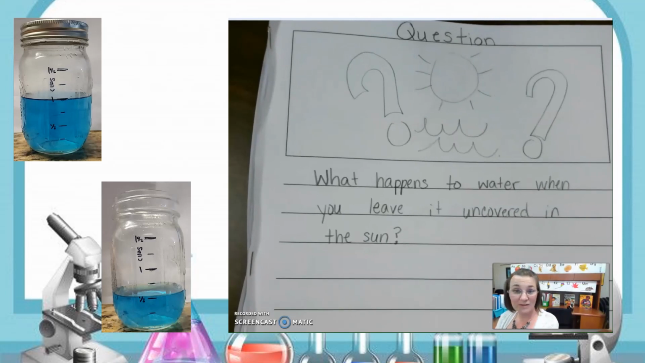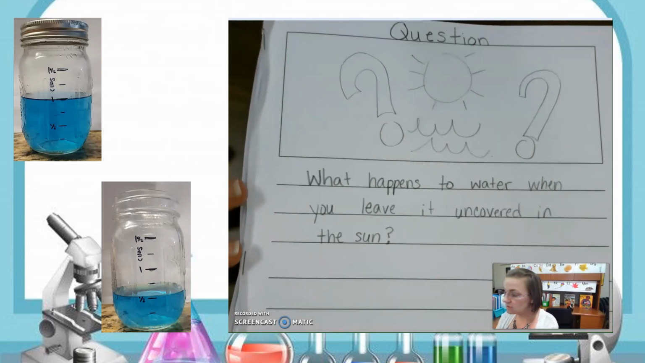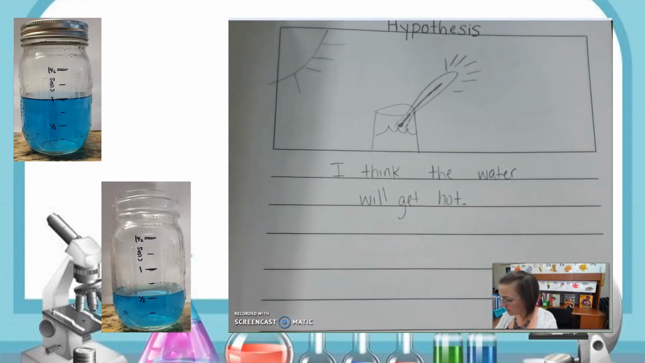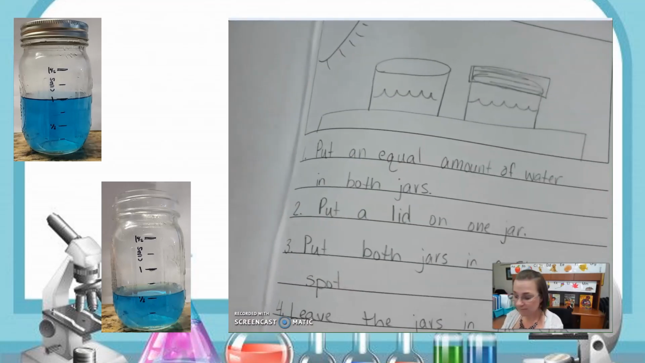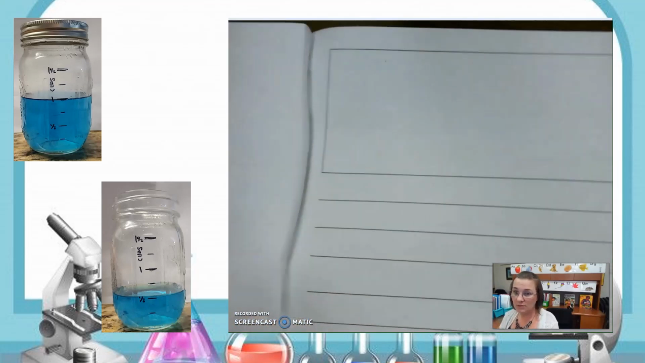All right, now that I have my lab report ready, I'm going to flip to the page that I need to share my results. So I'm going to go past my question. There's my hypothesis. I've written my materials. I've listed the steps of the procedure. So on the last page that I have, I'm going to write the results.